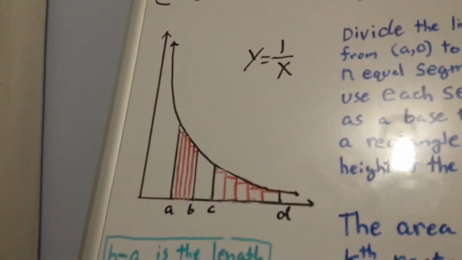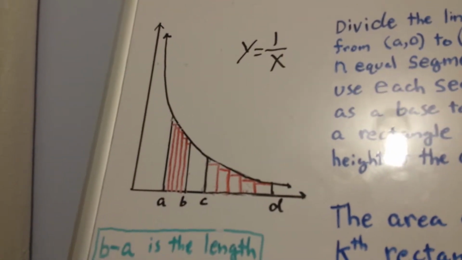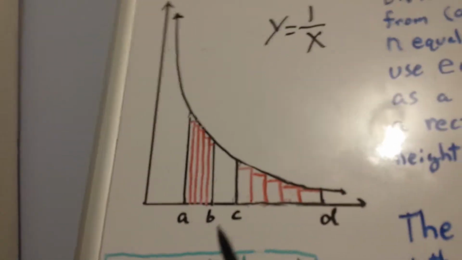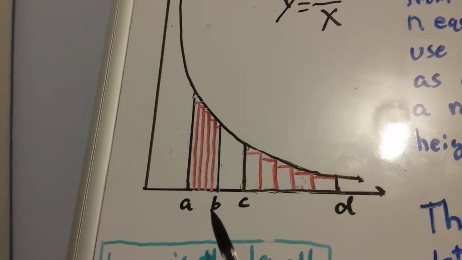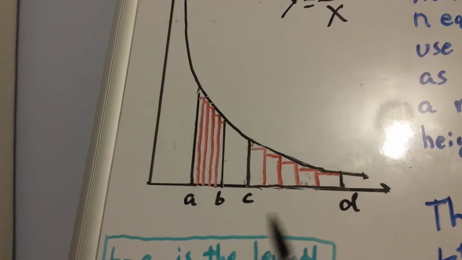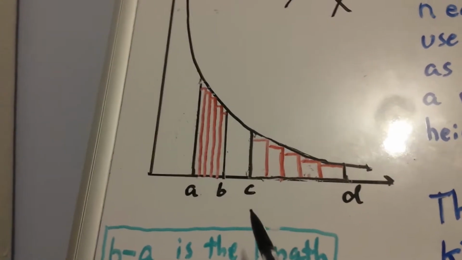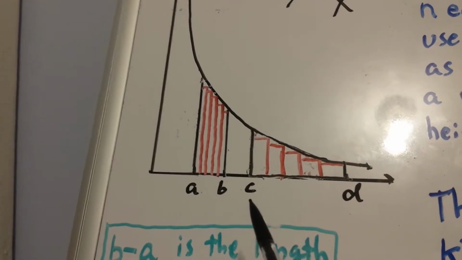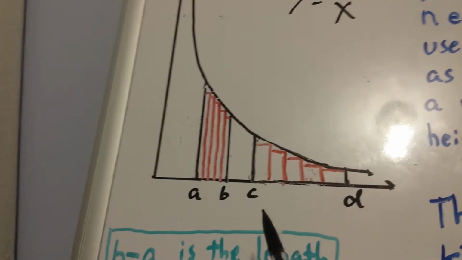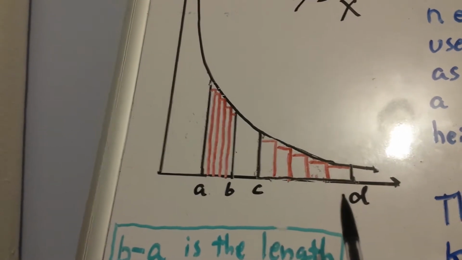This is the solution to the first challenge problem. The first challenge problem was to prove that if b over a equals c over d, then the area of the region bounded by the curve between a and b is equal to the area of the region bounded by the curve between c and d.